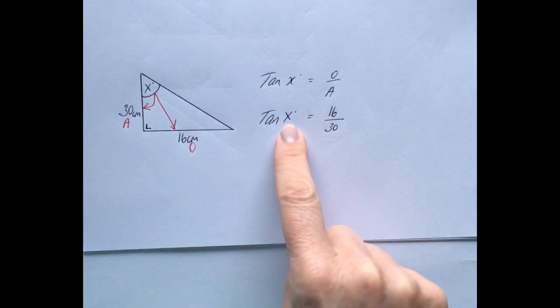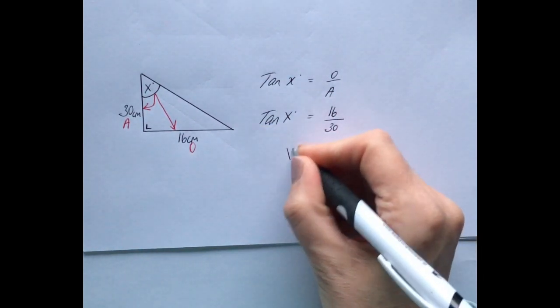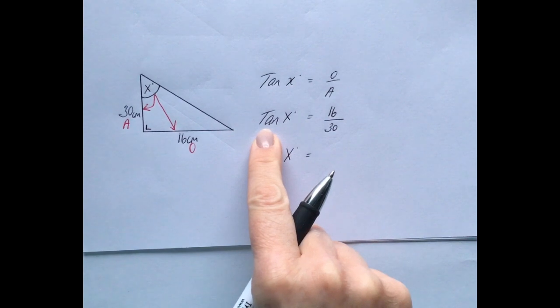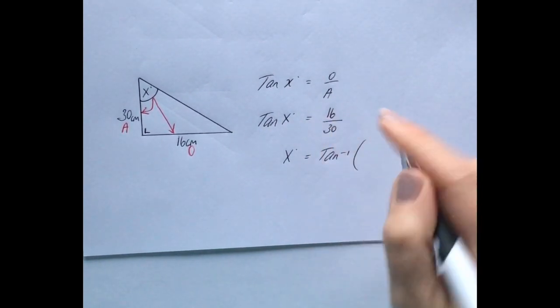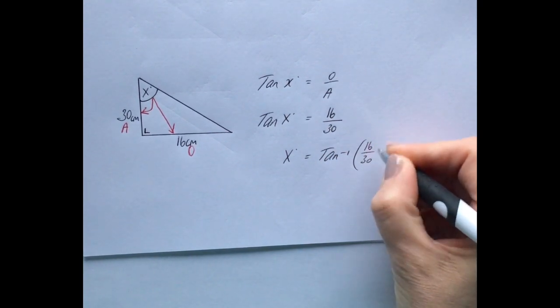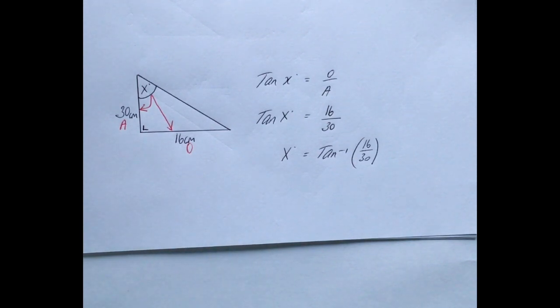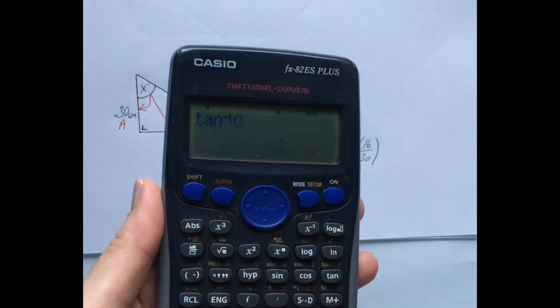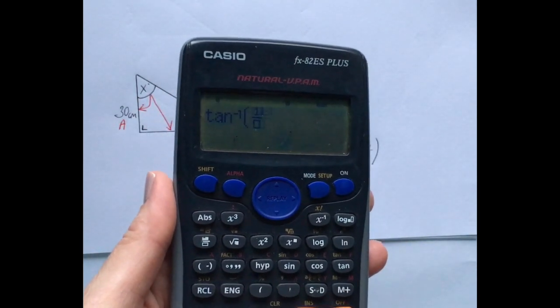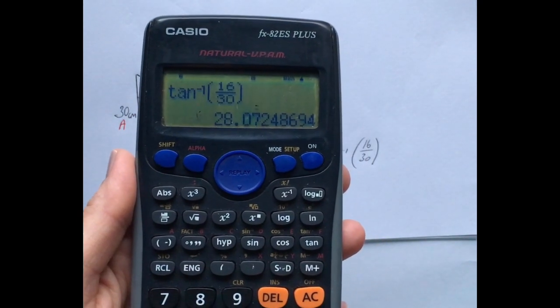So I'm looking for the angle. In other words, I want to undo the tan to get X on its own. And of course, to undo the tan, I must do tan inverse. Okay, so I'll do tan inverse of that 16 over 30. Okay, so I'll do that on the calculator. So shift, remember, tan and tan inverse comes up, put your fraction, 16 on the top and 30 on the bottom, close the brackets, press equals, and there we go.